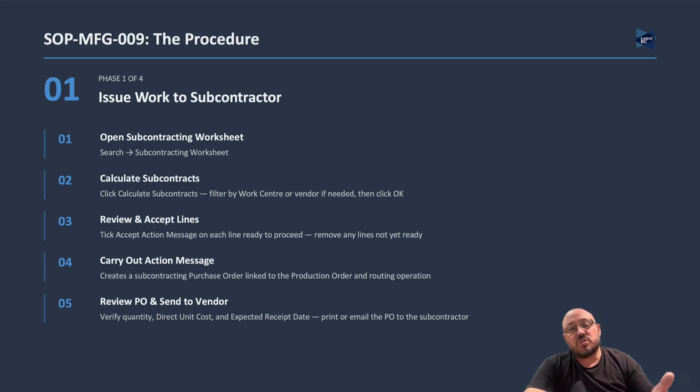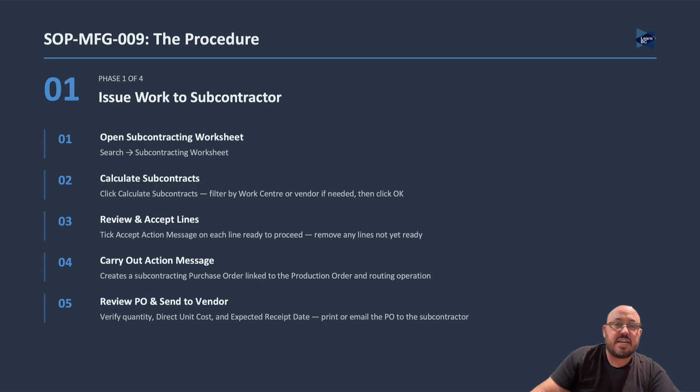So step 1, search subcontracting worksheet, calculate the subcontract. I like to calculate it specifically. However, nothing says that you couldn't, if you were running a production line and you had 10 jobs to send the items out to that same vendor, raise one PO all in one go. Review and accept the lines. It's like a planning worksheet. You've got to turn around and go, I accept, and then carry out the action message. So you've got to carry it out. The PO gets created. You then either print it or you review the PO and send it off to the vendor.